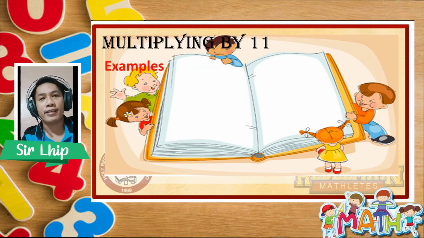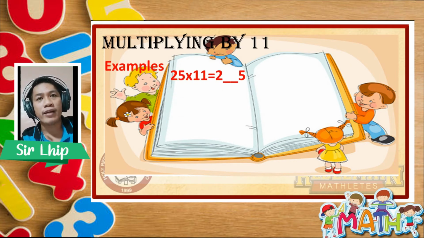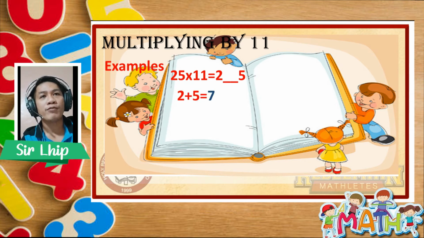Multiplying by 11. 25 times 11. Separate 2 and 5, then add 2 plus 5 equals 7, then write it between 2 and 5. Thus, the answer is 275.